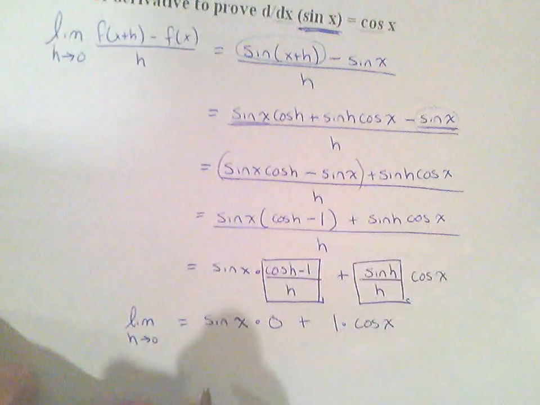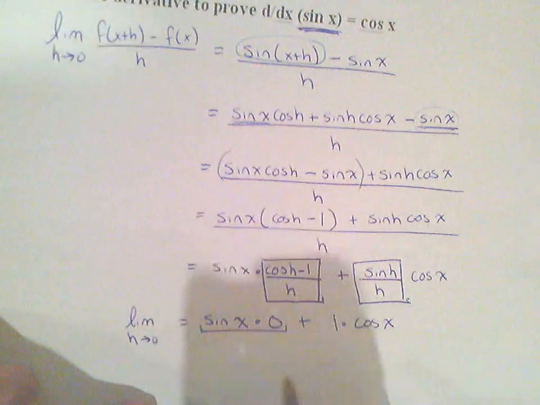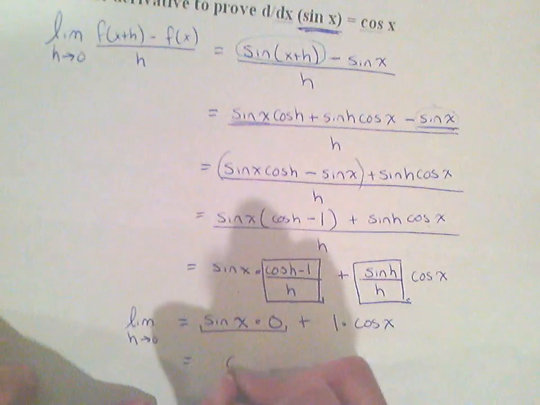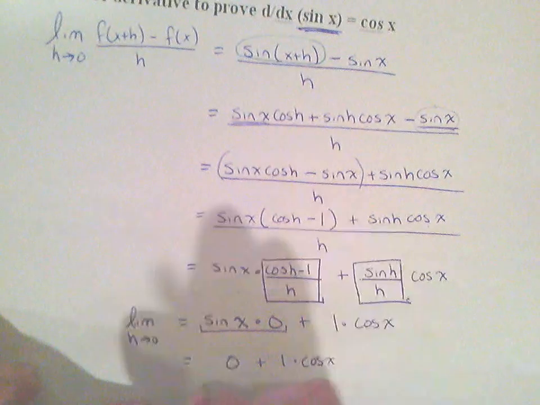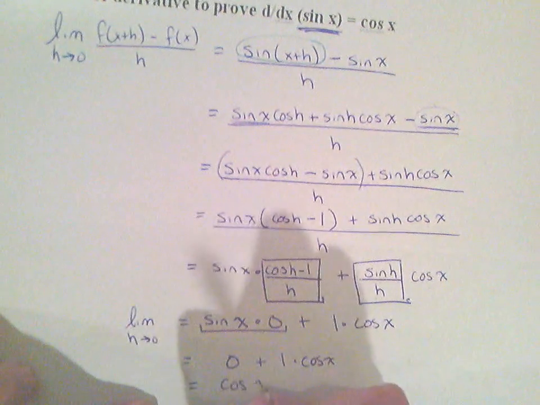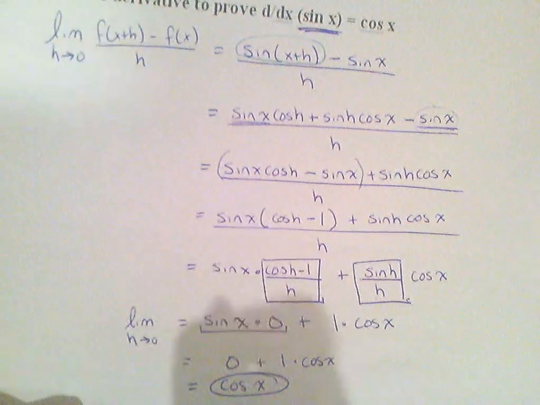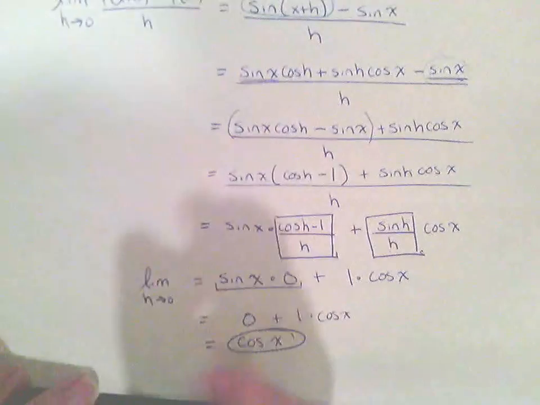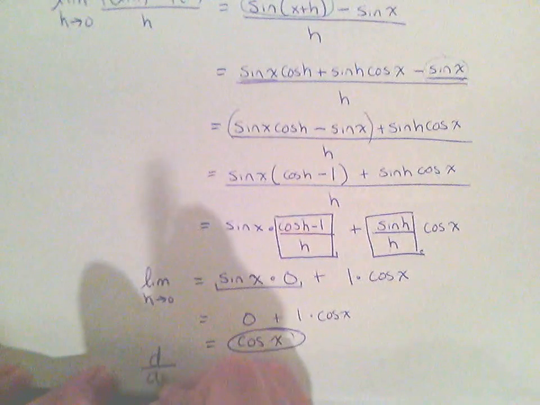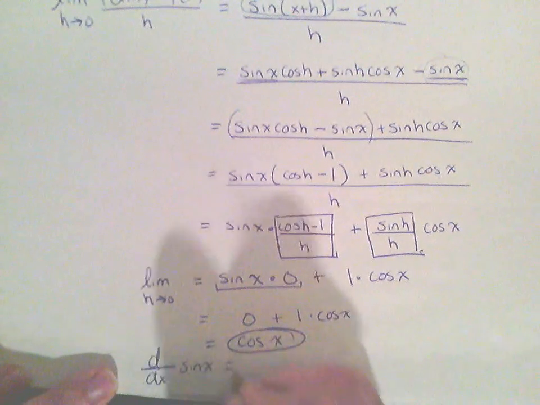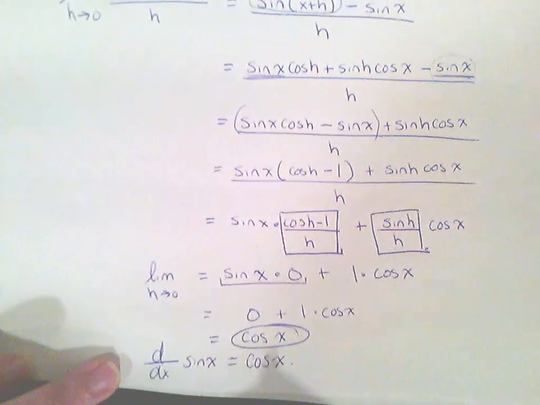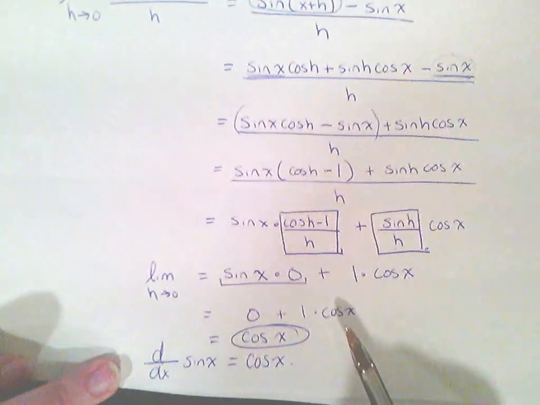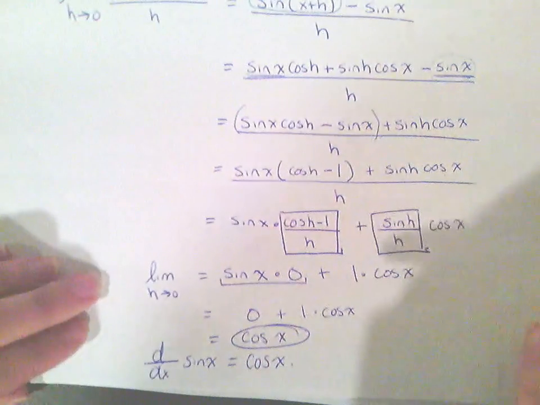1 times cosine of x. So what happens to this? What is sine of x times 0? 0. Plus 1 times cosine of x equals cosine of x. And that's how we know that the derivative of sine of x is equal to cosine of x. And of course, you don't have to do all of this, but this is the proof for that derivative.